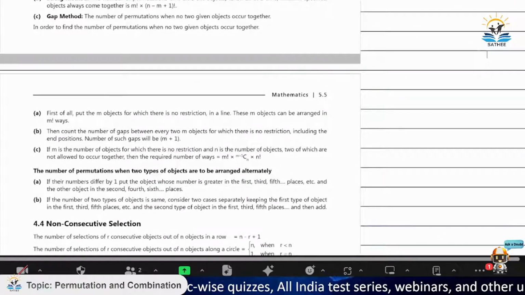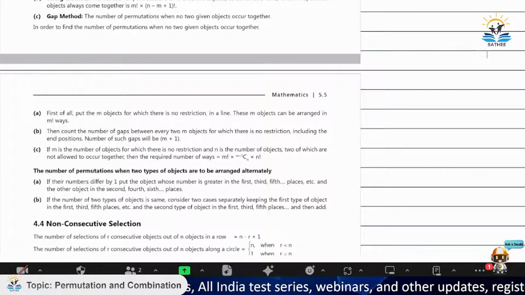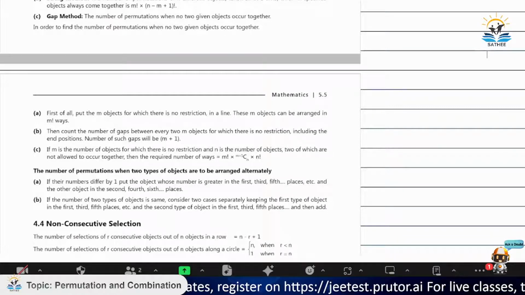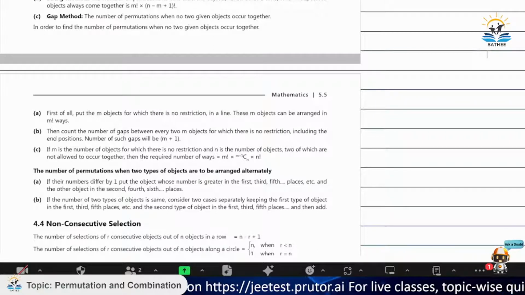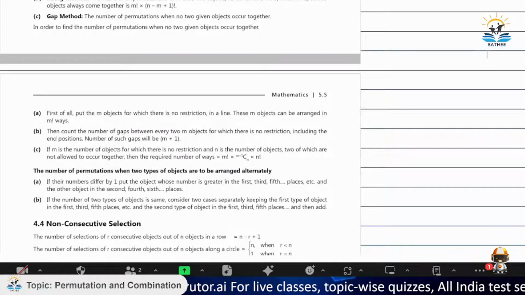Then count the number of gaps between every two of the m objects for which there is no restriction, including the end positions. The number of such gaps would be m plus 1. M is the number of objects for which there is no restriction, and n is the number of objects, two of which are not allowed to occur together. So then the number of ways is m factorial times (m plus 1)Pn. Yes, n is the number that cannot come together, right?